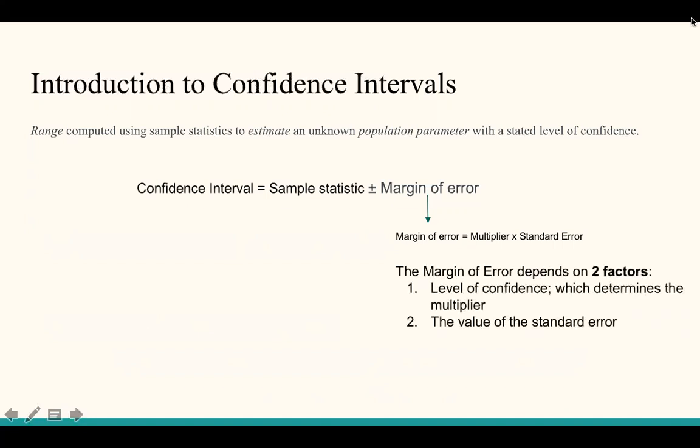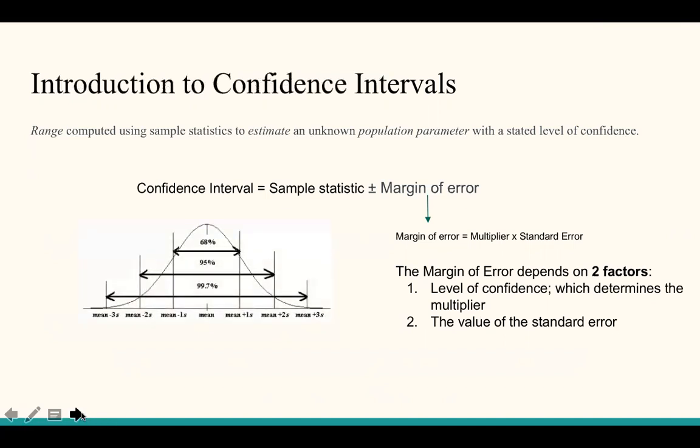So the margin of error depends on two factors. So it depends on the level of confidence, that is how you determine your multiplier, and the value of the standard error. So if you remember when we talked about the empirical rule before, this is what affects your multiplier, which is your level of confidence.